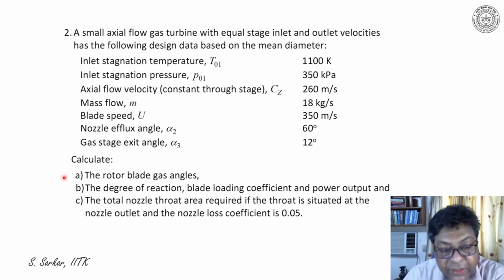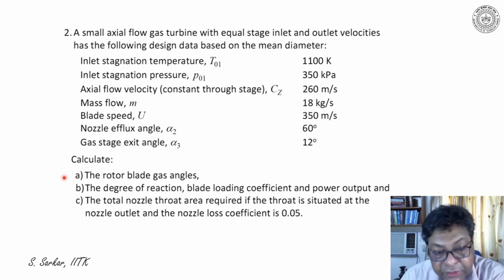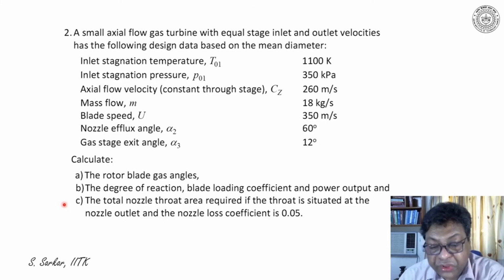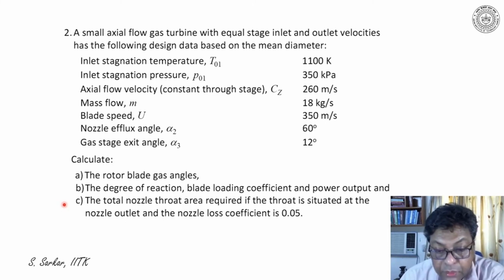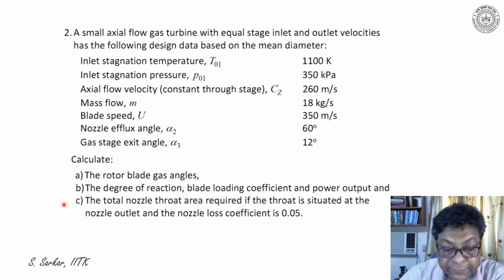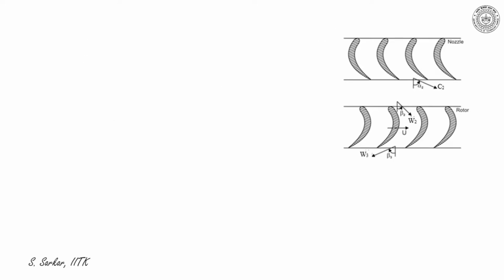We need to calculate the rotor blade gas angles, that is beta 2 and beta 3, the degree of reaction, the blade loading coefficient, power output, and the nozzle throat area required, if the throat is situated at the nozzle outlet, where the nozzle loss coefficient is given as 0.05. Let me solve the problem.